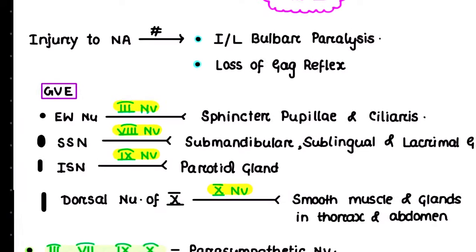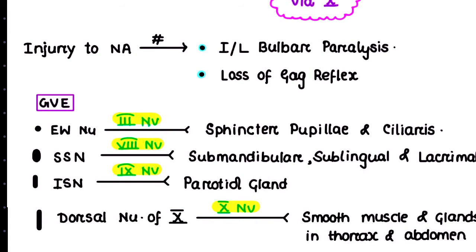Now talking about GVE, what we have got is the EW nucleus, the Edinger-Westphal nucleus. What it will do is it will go with the third cranial nerve, as it is present in the position of the third cranial nerve. It will go with the nucleus of the third cranial nerve, and it will supply the sphincter pupillae and ciliaris. Now what about dilator pupillae? It is supplied by the sympathetic.